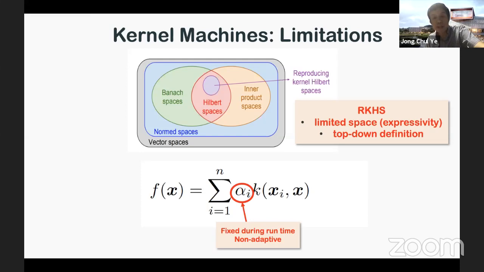Furthermore, this RKHS, the reproducing kernel Hilbert space, is determined by the choice of the kernel in a top-down manner. So depending on the problem, you have some mathematical insight, you choose a kernel, and based on that you define the RKHS. However, it's difficult to adapt from the data. Furthermore, the training data is used to estimate the regression coefficients, but these never change.